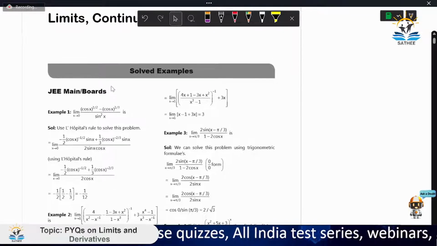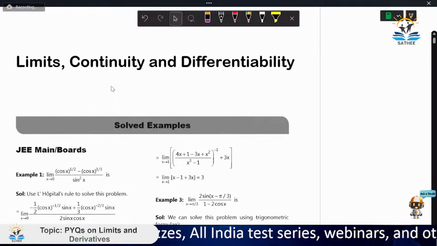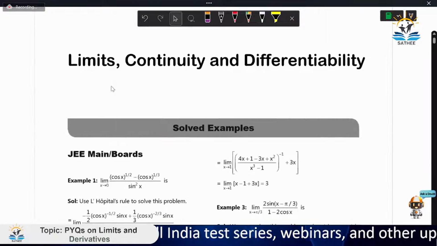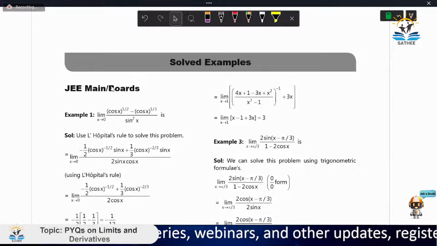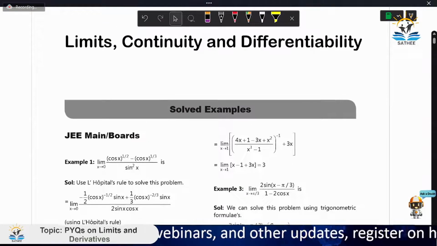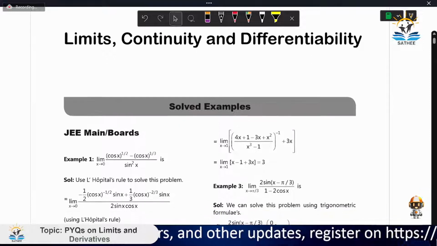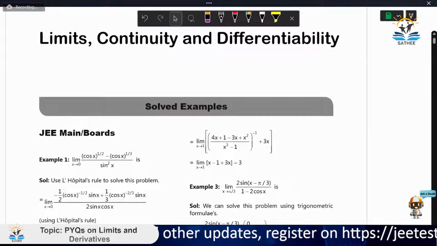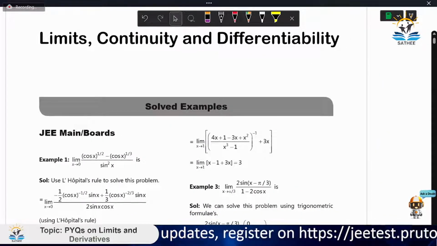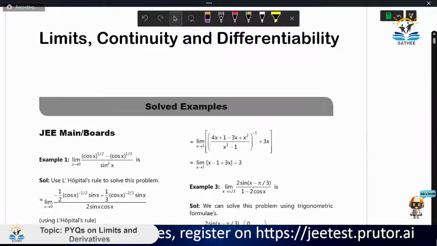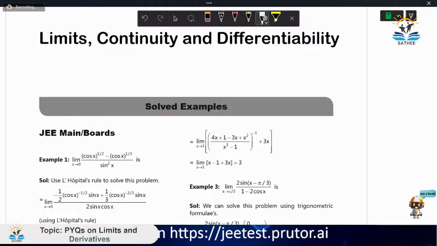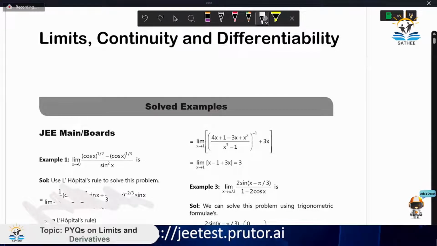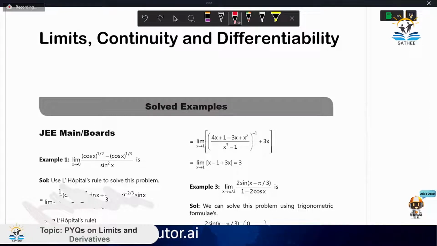What is the first question say to us? We have the limit of cos x to the power half minus cos x to the power one third, divided by sin square x. So we'll just use the L'Hospital rule. Let's try to solve it, covering the solution first.